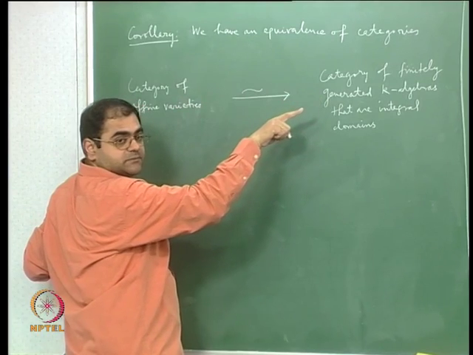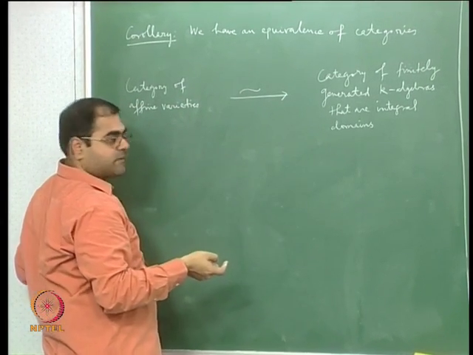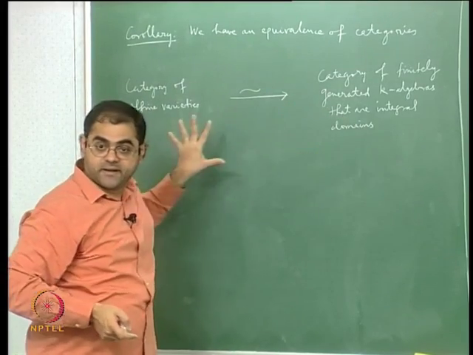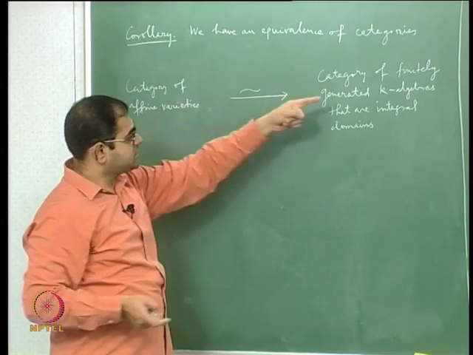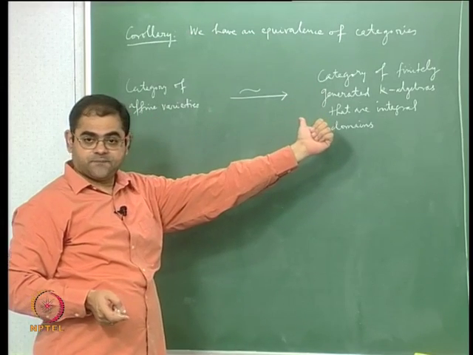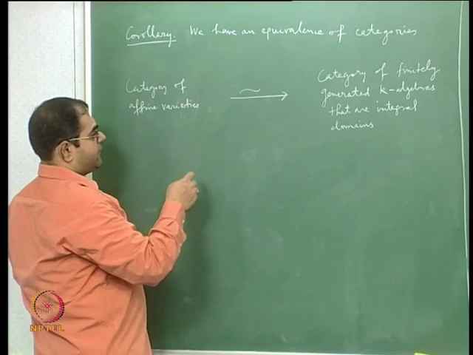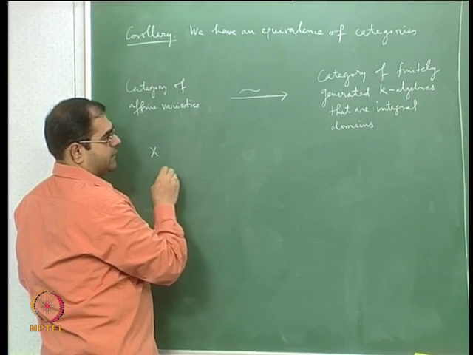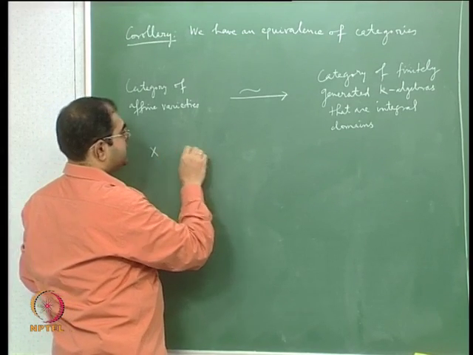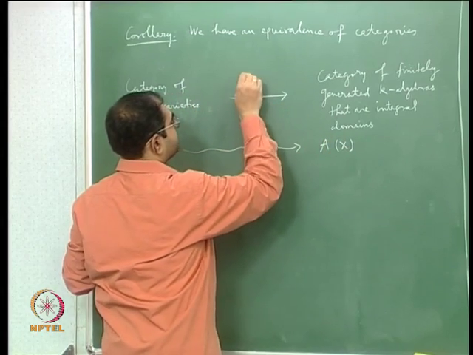And we have an equivalence of categories, namely you have a functor in this direction. A functor is a generalization of a function, but since the source and target are not sets but categories, we do not use the word function, we use the word functor. So you have a functor like this, which has a kind of inverse functor in this direction. And what is the equivalence? You give me any X, you send it to A(X), so in this direction it is A.